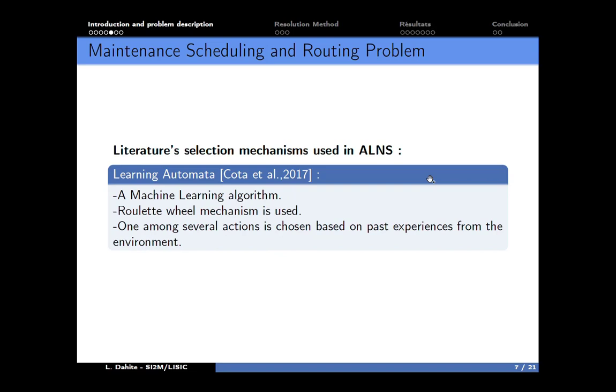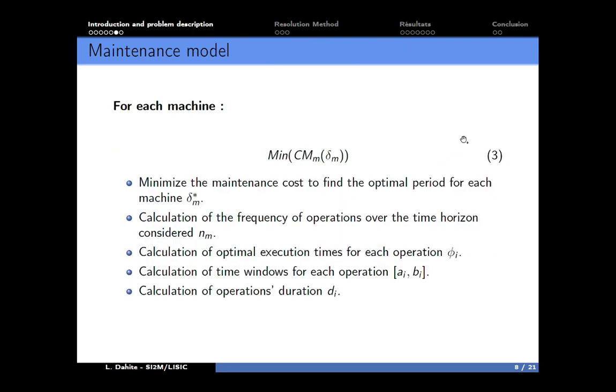The third selection mechanism is learning automata, used recently by Kota et al. It is a type of machine learning algorithm. It uses the same roulette wheel selection mechanism, but one among several actions is chosen through interaction with the environment. The formulas here are different from the previous ones.